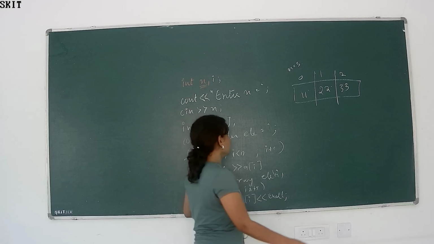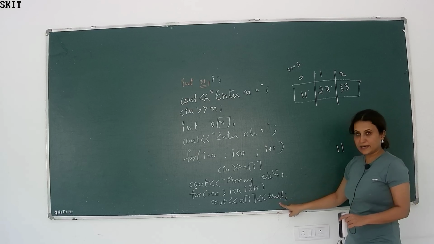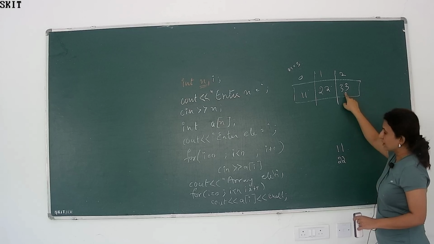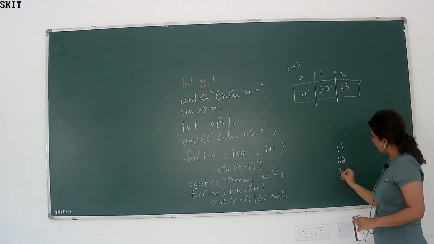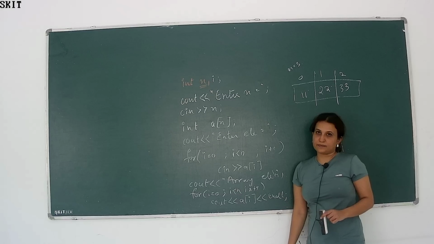So what will this print? In a of 0, what is there? 11. After that, endl. endl means the cursor will come down. Then you are going to print 22. It will come here. Then you are going to print 33. Then there is no other element. It will come down because 3 less than 3 is false. Okay.